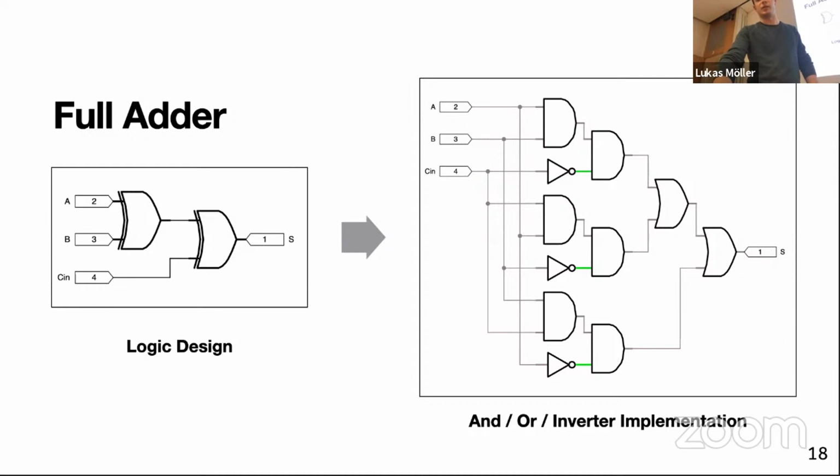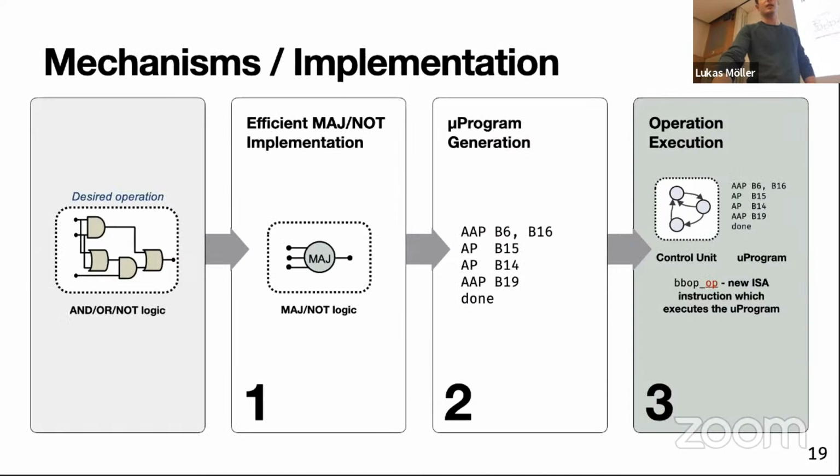inverter implementation. Now, SIMDRAM proposes a 3-step process which allows us to implement new complex operations into SIMDRAM. We start out with an AND or NOT logic, and then in the first step, we implement it using majority and NOT, and then generate a so-called microprogram, which we can then execute using our new SIMDRAM control unit.